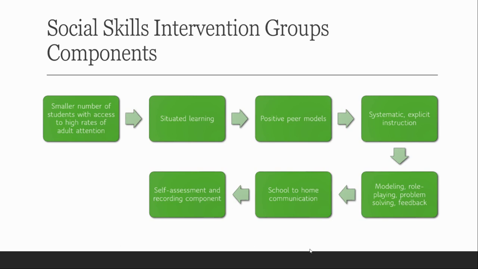They are going to include positive peer models. Social skills intervention groups require systematic, explicit instruction in those social skills. It's going to involve modeling, role playing, problem solving, and feedback on demonstration of those skills. It's going to require school to home communication. And another component is that social skills intervention groups require students to do some self assessment and recording of their own progress.